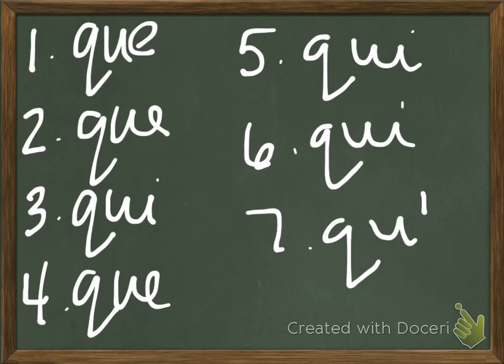So here are the answers for number 1 through 7. I hope I didn't trick you with number 7. Remember, que changes to QU apostrophe before a vowel.